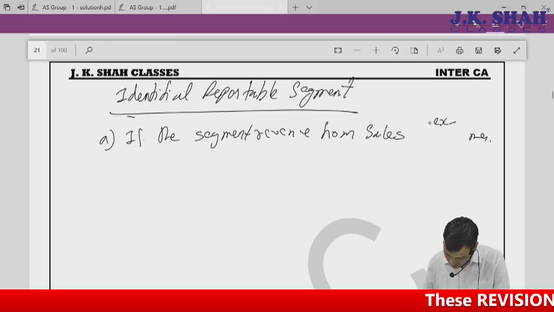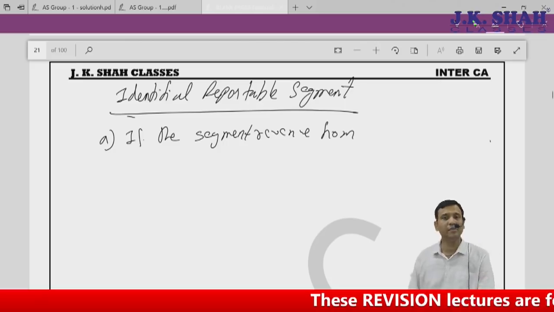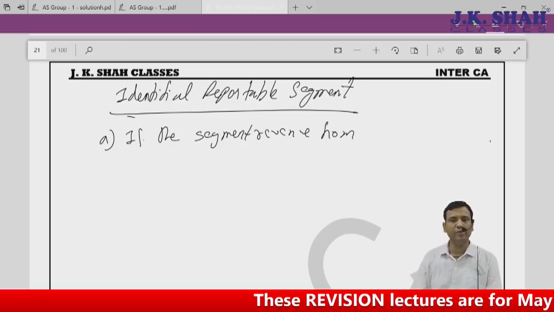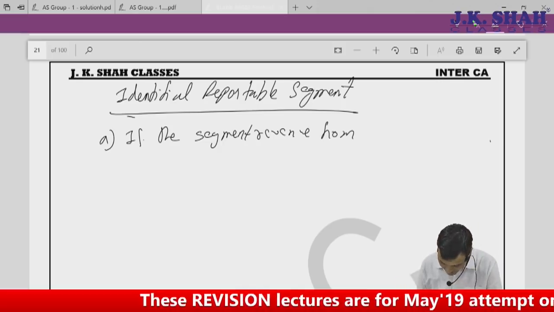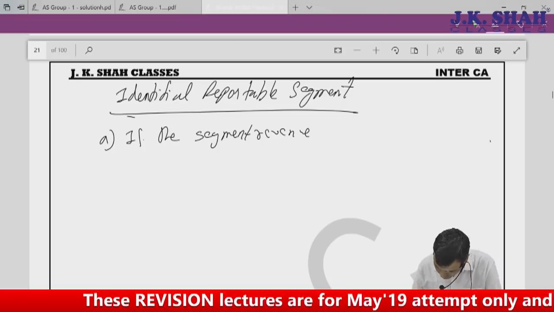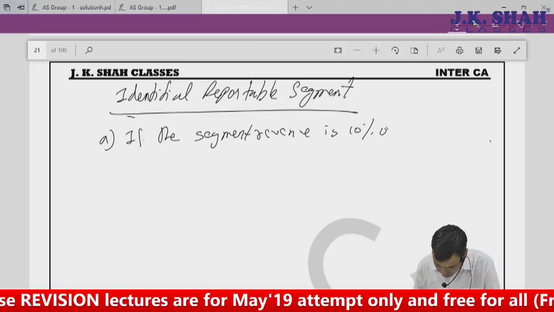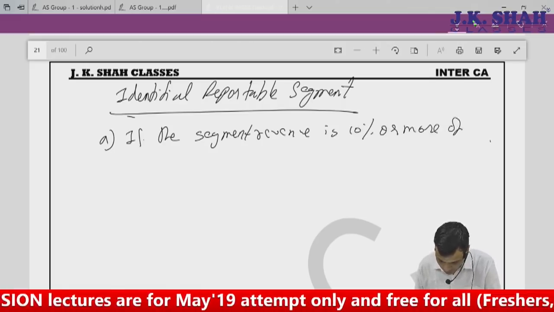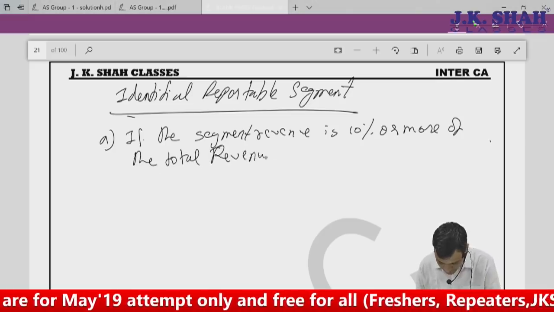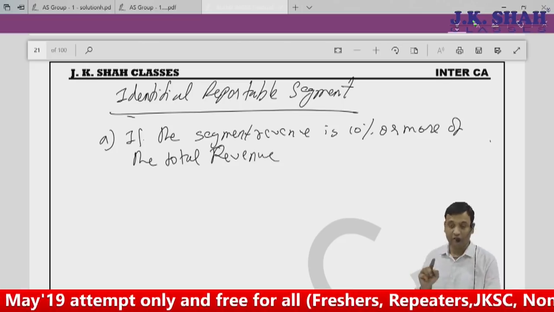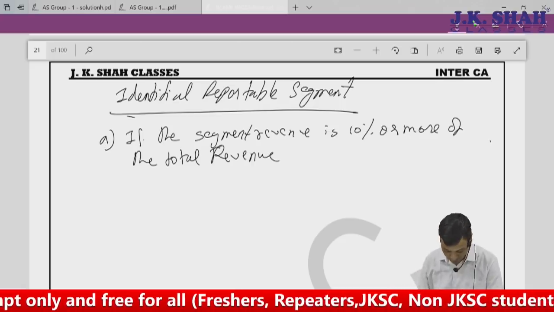I'll just say, if the segment revenue, I'll not do bifurcation because if you remember segment revenue, 3 things were there: directly attributable, allocable, and intersegmental revenue. So I'm not writing it again. If the segment revenue is 10% or more of the total revenue, then that segment is reportable.